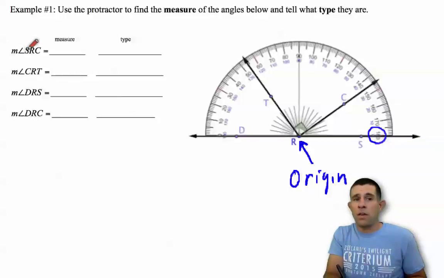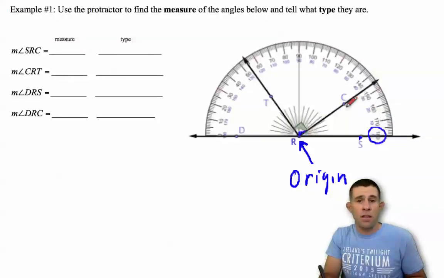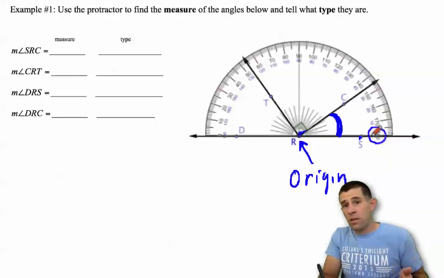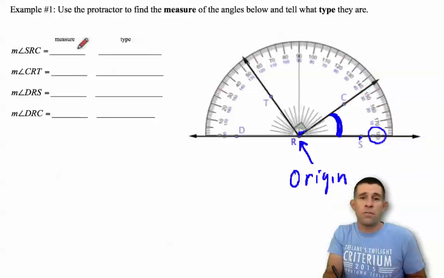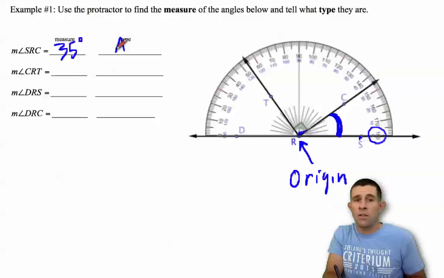We want to find the measure of angle SRC. So starting at S, passing to the vertex R, and then up to C, I'm looking for the measurement of this angle right here. So I'm going to start on the inside numbers and count up 0, 10, 20, 30, 35 degrees. So the measure of this angle is 35 degrees, and I know that this is an acute angle.